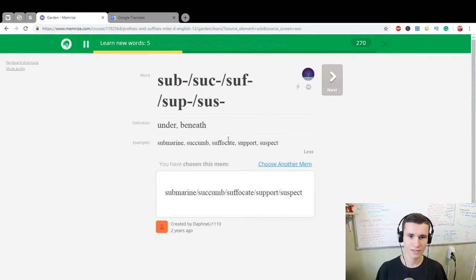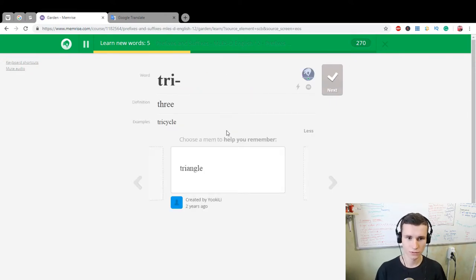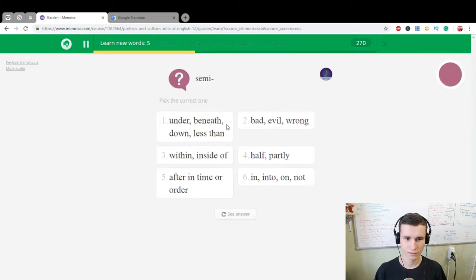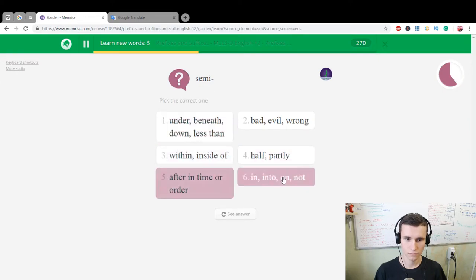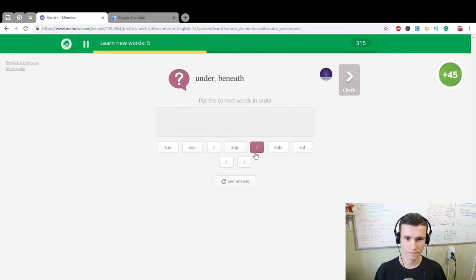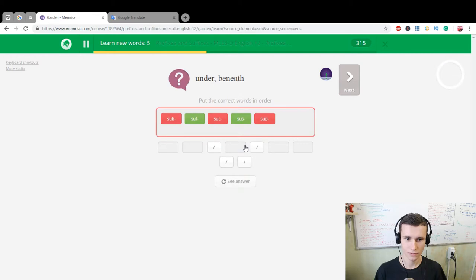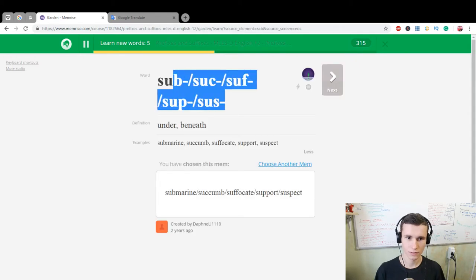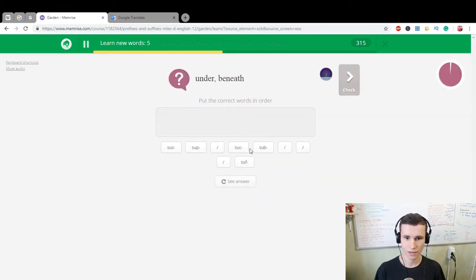Sub, suck, suff, suf, sup, sus. Three: tricycle, triangle. Semi: half, partly. Sub, suff, suck, sus, sub. Okay, let's copy it. Under: sub, suck, sus, sub, suff.